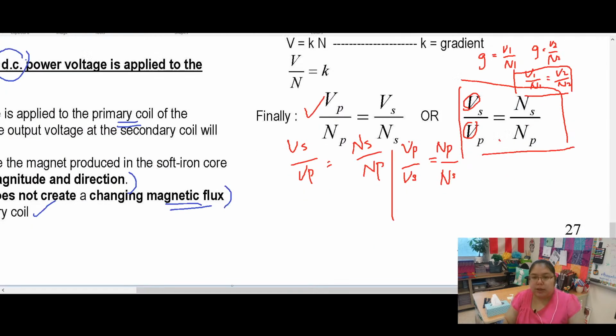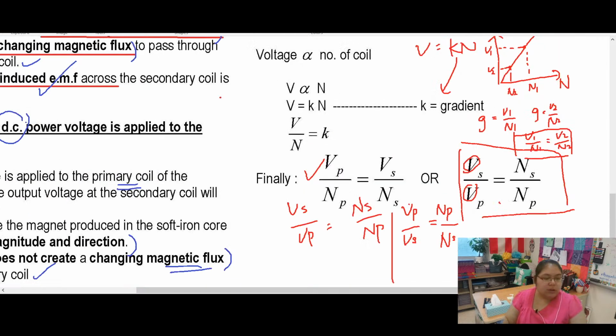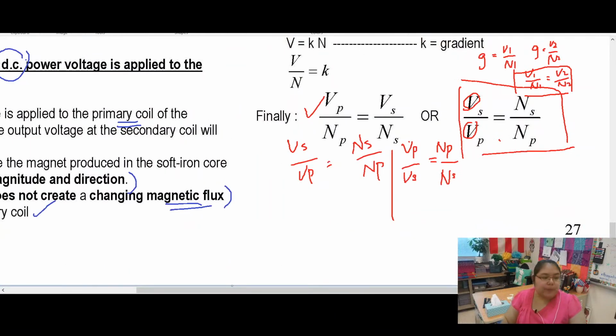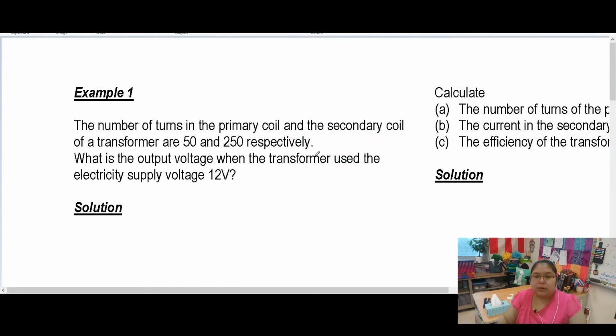Now we need to check another page. We've got one example question. We're going to see the question. Example 1. Everyone look at example 1.